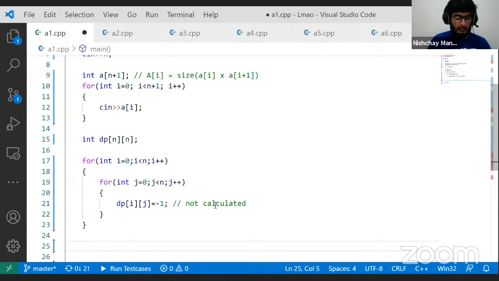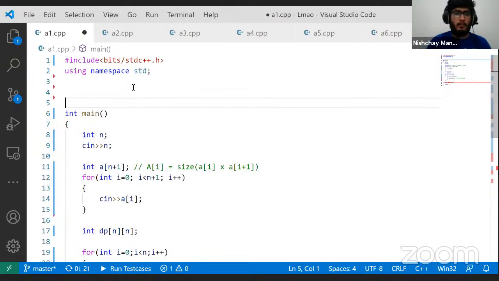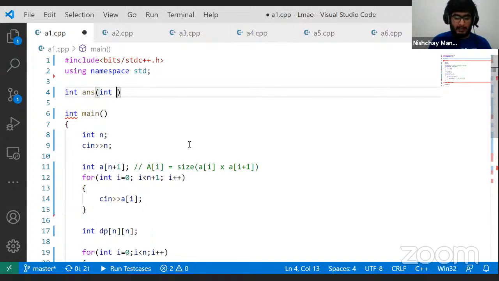So let me output the total answer, which is going to be from 0 up until n. And I'm also going to be giving the initial array I have, right? So in here, let me initialize an answer function. It is going to be containing two numbers, int L and int R, where I'm trying to find the answer of L up until R, right?